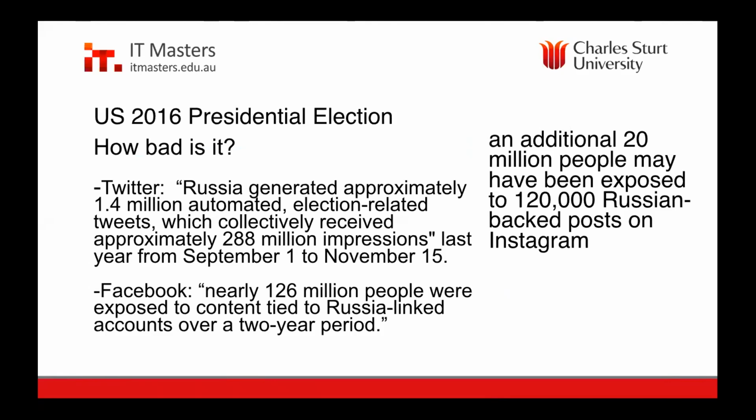So these are people who would have seen it on their screen. Facebook is now saying, even though both of these said less than 6 months ago that we saw no signs at all of any of this going on, now they're coming forward and saying, on deeper analysis, yeah, nearly 126 million people were exposed to content tied to Russia-linked accounts over a 2-year period. And then we learn, and maybe that's because not all of us are on Instagram, that Instagram is actually probably even more influential. An additional 20 million people may have been exposed to 120,000 Russia-backed posts on Instagram.